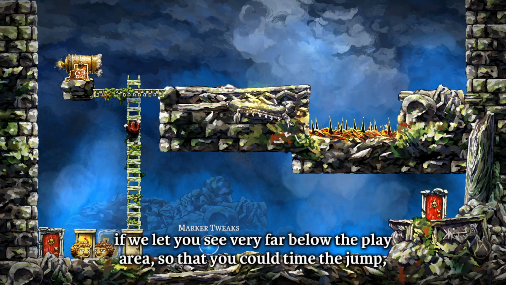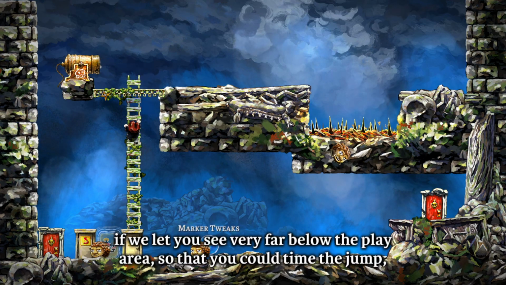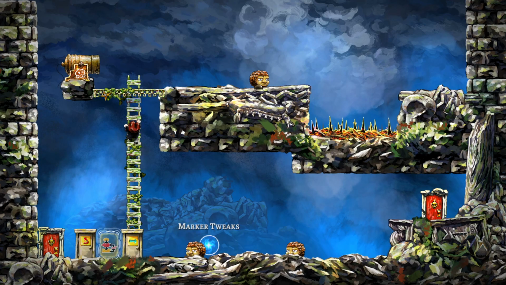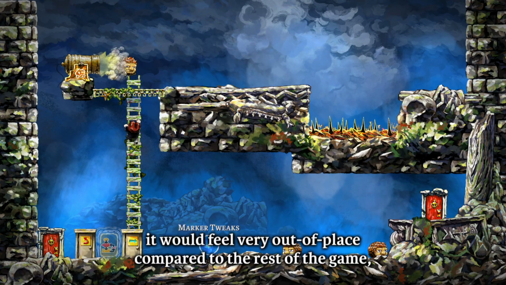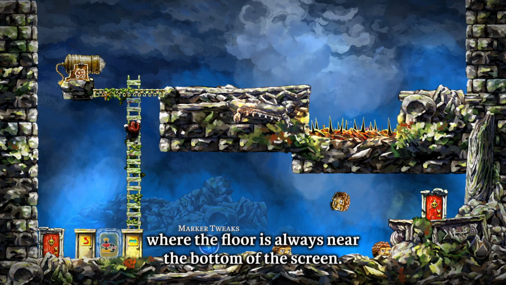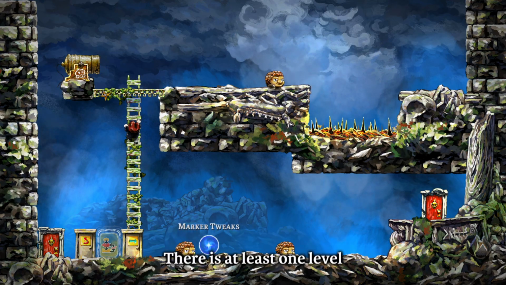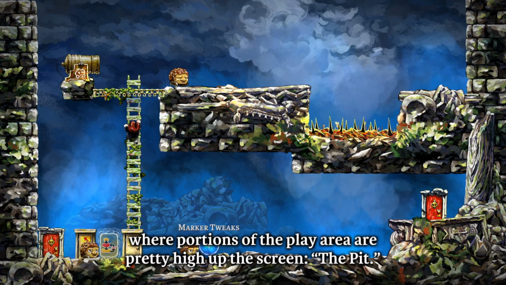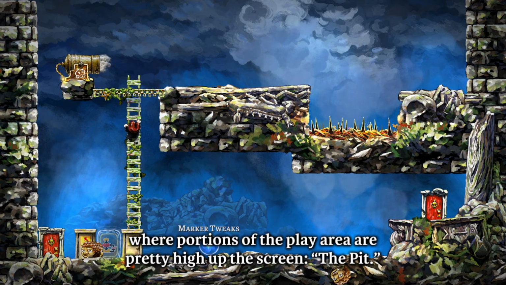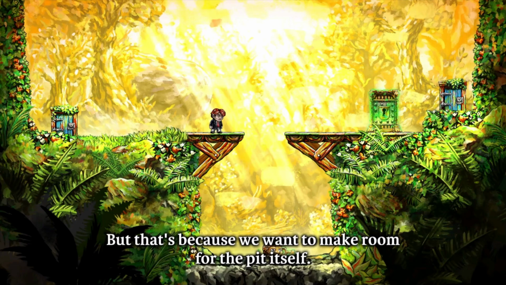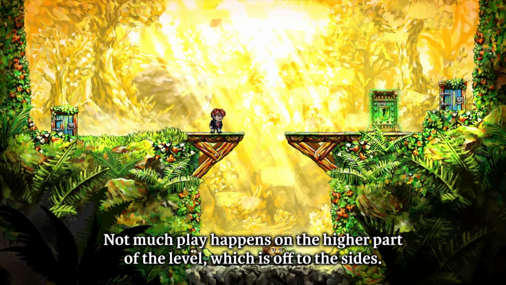For example, if we let you see very far below the play area so that you could time the jump, it would feel very out of place compared to the rest of the game, where the floor is always near the bottom of the screen. There is at least one level where portions of the play area are pretty high up the screen, the pit, but that's because we want to make room for the pit itself. Not much play happens on the higher part of the level, which is off to the sides.